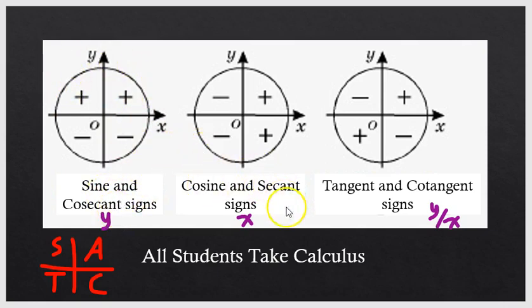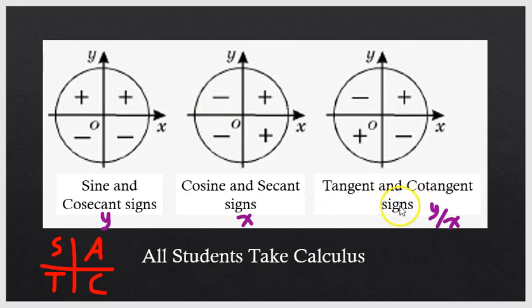For cosine and secant, it's helpful to know that they are based on the x coordinate. So whenever your x values are positive, which happens when you're going to the right on an x and a y axis, you will have a positive function. And whenever you're going to the left for a coordinate, you will have a negative for the function.